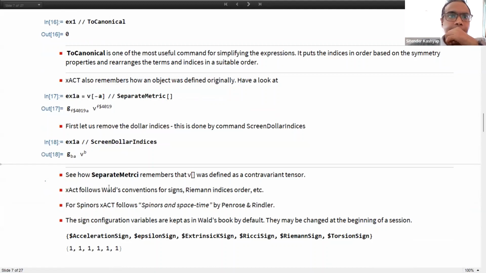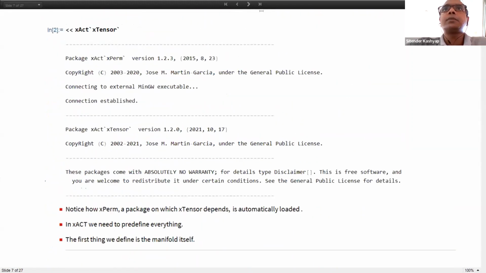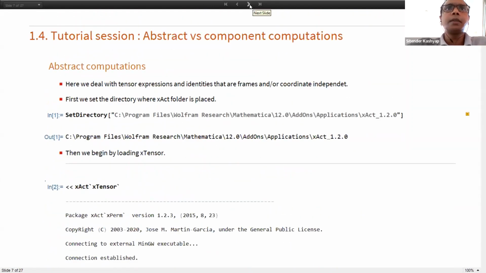Okay, so more or less xAct follows Wald's conventions for signs, Riemann indices order, etc. For spinors, it follows Spinors and Space-Time by Penrose and Rindler, and the sign configuration for variables is kept as in Wald's book by default. They may be changed at the beginning of a session by this dollar. For example, AccelerationSign, what it is, you can change it to -1. Epsilon tensor sign, it can be -1 or +1, whatever you want, and so on and so forth. Okay, so let's move on. Having just learned how to define various quantities, we move on further.